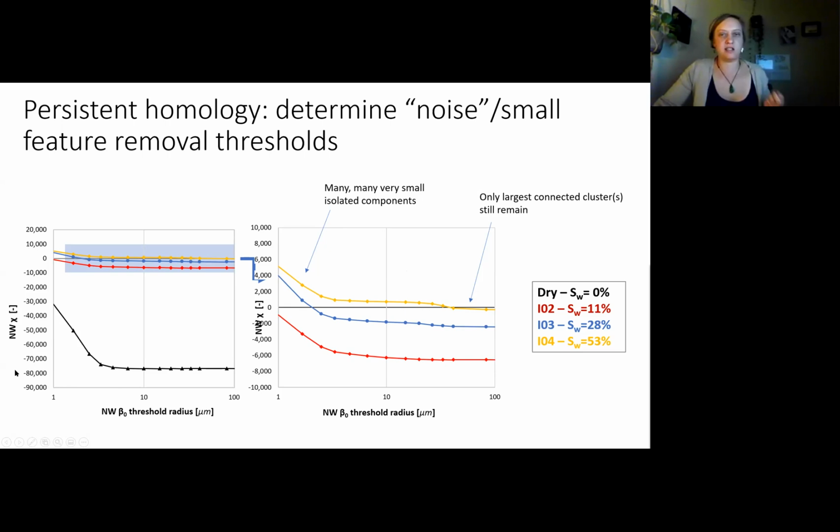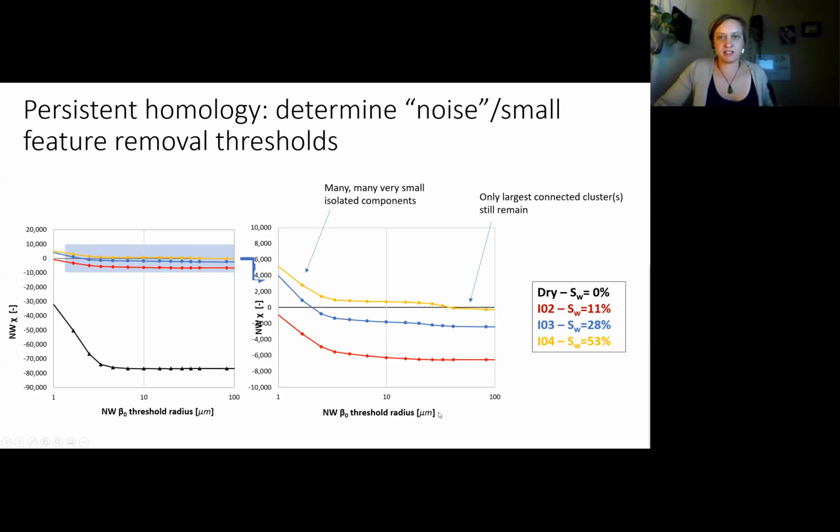So here I've calculated the non-wetting phase Euler characteristic, depending on what size of noise removal I've applied. So basically, I say I'm only going to include these individual Betti zero features if they're larger than a certain size. And it's clear for all data sets that the Euler characteristic decreases when we exclude larger and larger Betti zero features, right? So we're getting rid of some of these small isolated components. So that makes sense. Then there's a point where the Euler characteristic is more or less stable over length scales. And then if you continue to remove features, you get to a point where you've removed all of the small features and only the largest connected cluster remains.